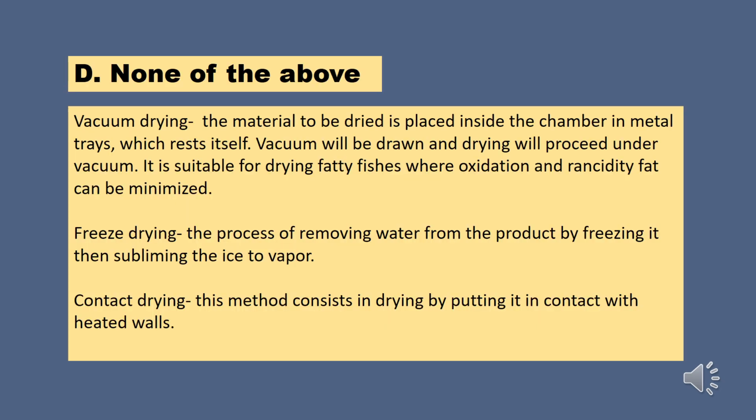All of the above. Vacuum drying. The material to be dried is placed inside the chamber in metal trays. Vacuum will be drawn and drying will proceed under vacuum. It is suitable for drying fatty fishes where oxidation and rancidity of fat can be minimized. Freeze drying. The process of removing water from the product by freezing it then subliming the ice to vapor. Contact drying. This method consists in drying by putting it in contact with heated walls.